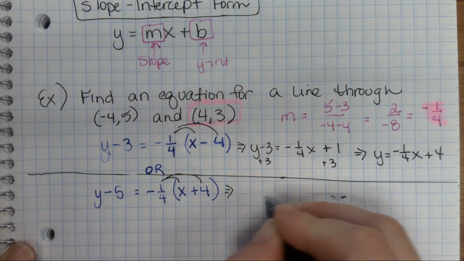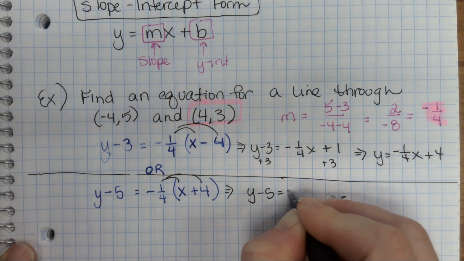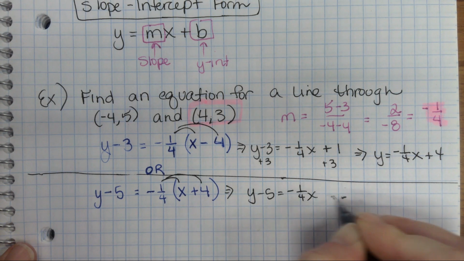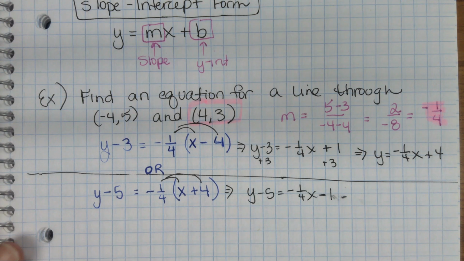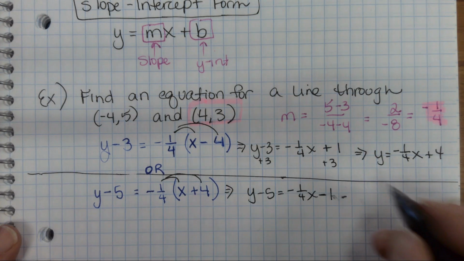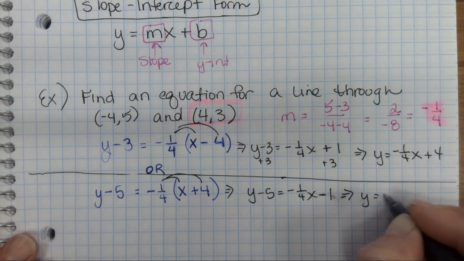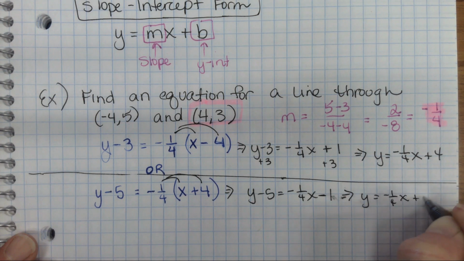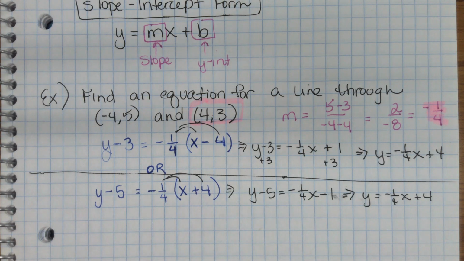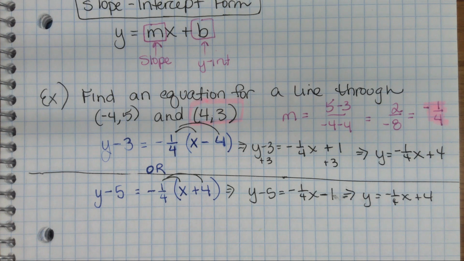Over here, we have y minus 5 equals negative 1/4 x minus 1. And then you add the 5 to both sides, and you get the same thing. Okay. So just pay attention to the directions on homework today for which form I want you to leave it in. Okay.